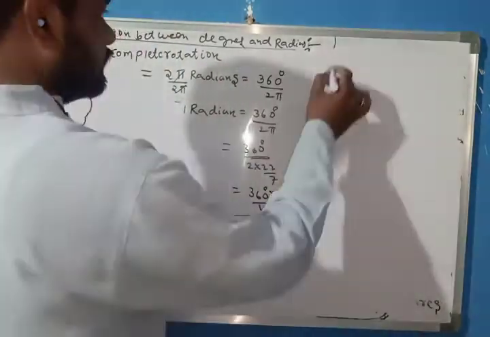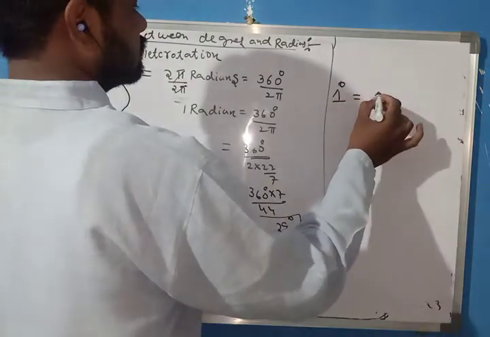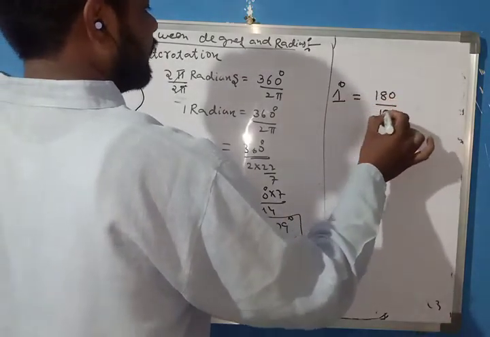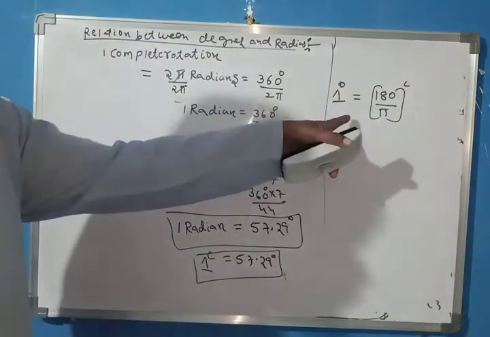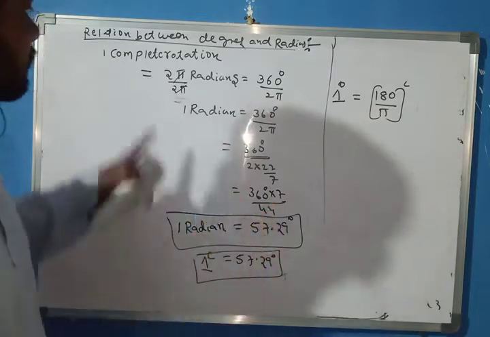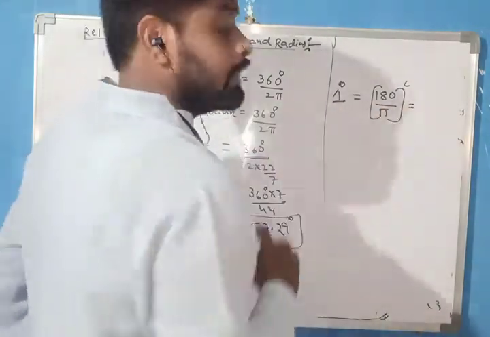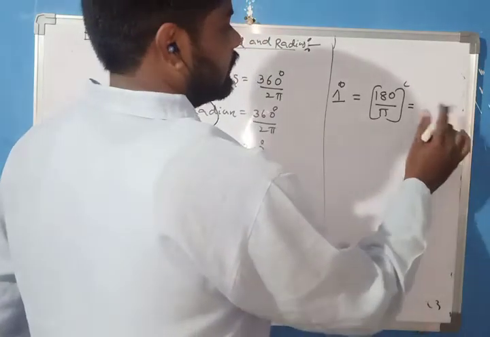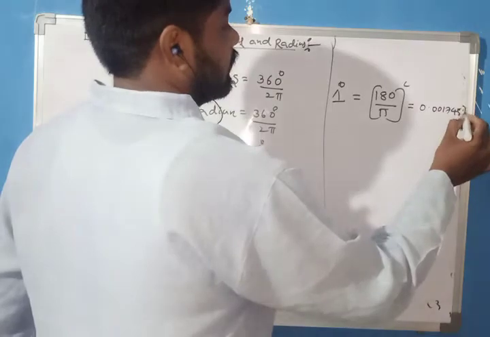One more relation is there between degrees and radians. 1 degree equals 180 by pi radians. Using the 3 systems, the centesimal system, the sexagesimal system and the circular system, please check whether this relation is correct or not. 1 degree equals 180 by pi radians, which equals 0.001745 radians.